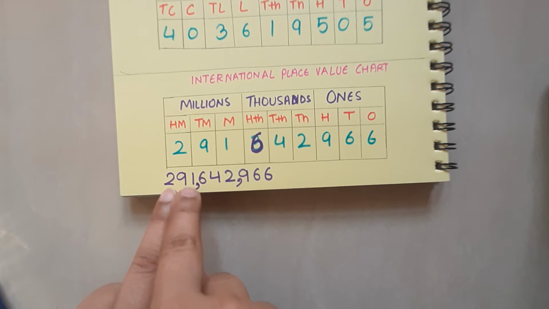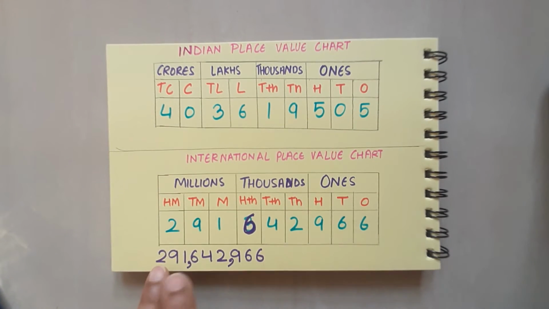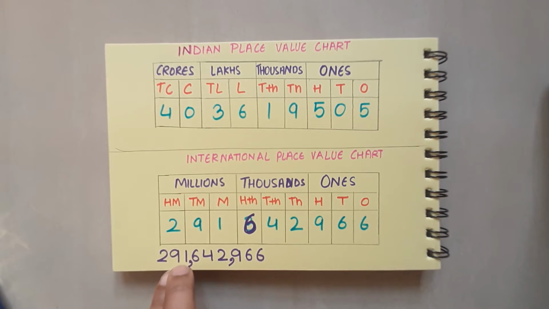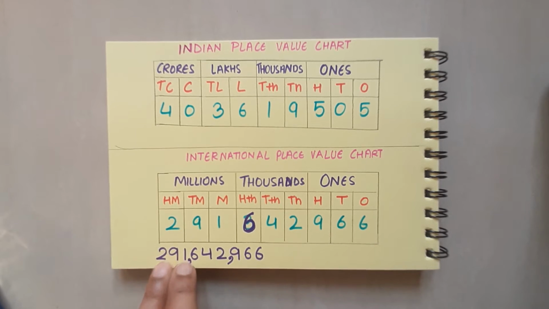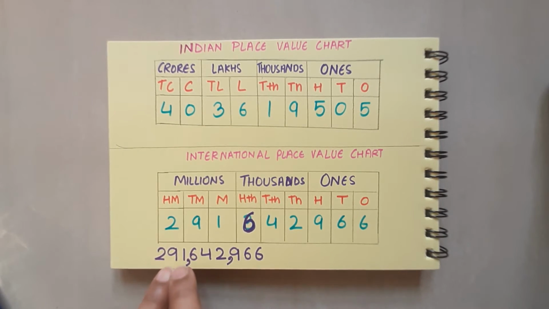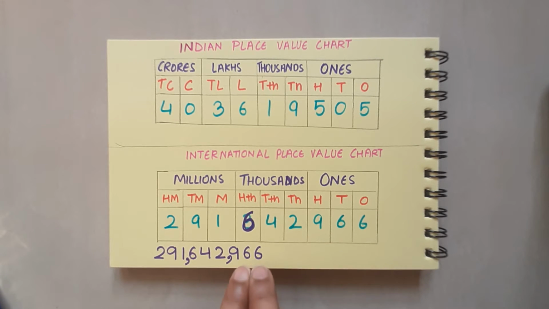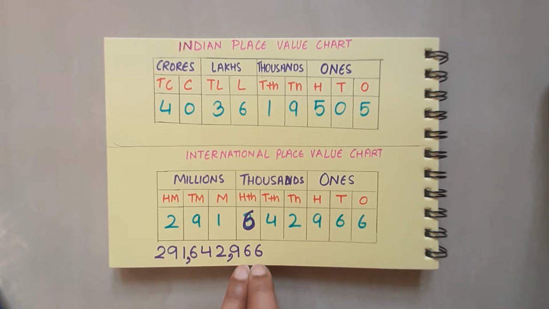Now it is easy for us to read the number according to the international place value system, right? So this is 291 million. First we are going to read the number together, right? So 291,642,966.